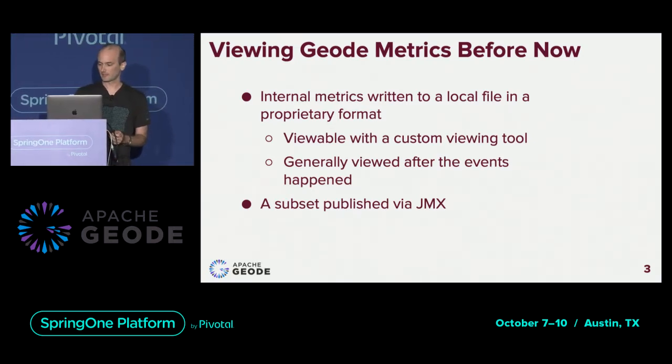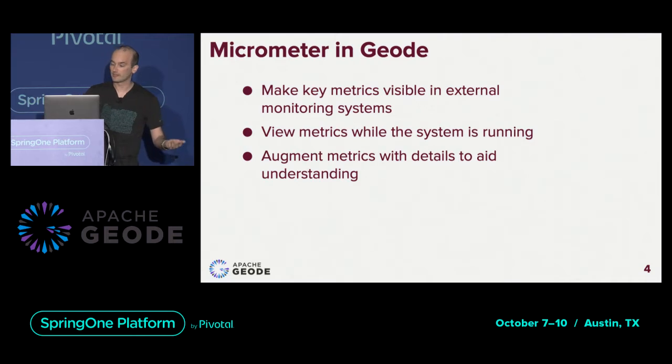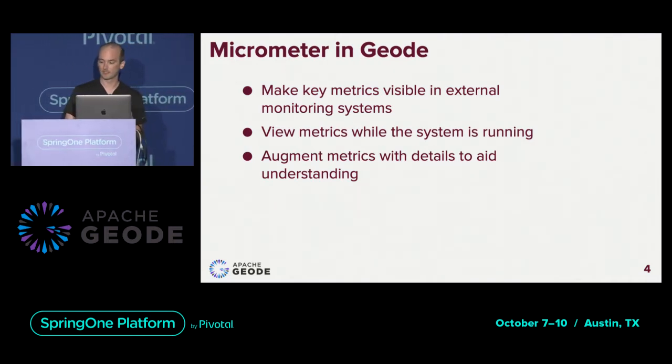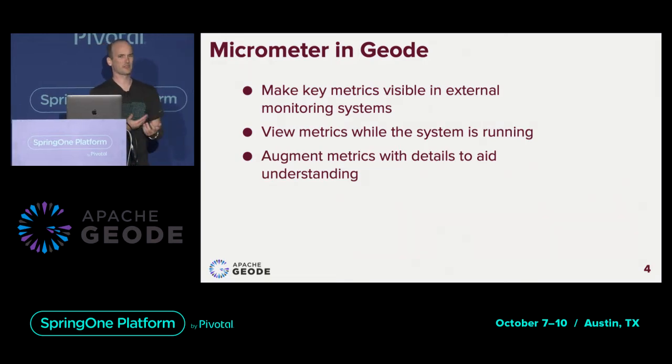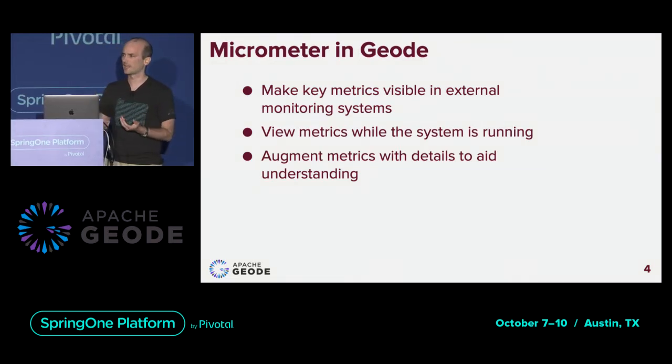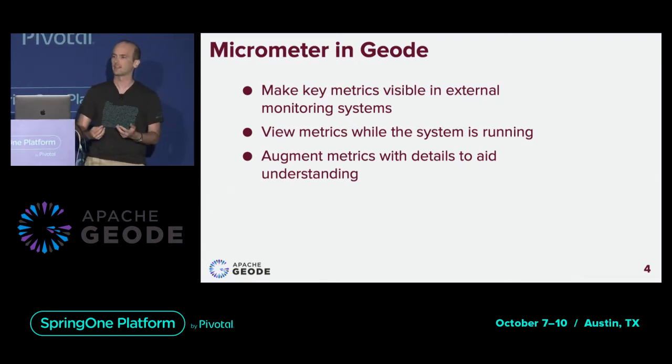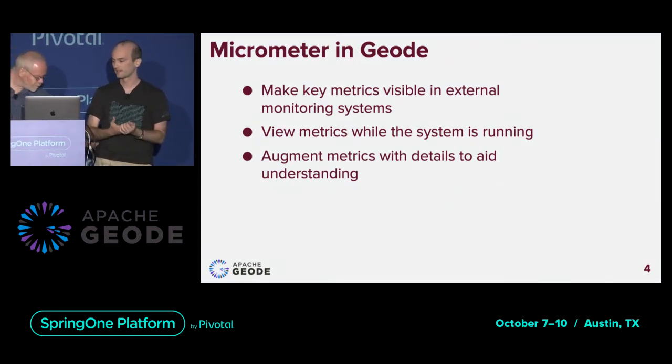So let's talk about Micrometer and Geode then. Micrometer is an open source metrics library. For those of you familiar with Java development, think of it like SLF4J, but for metrics. SLF4J is an abstraction for logging. It allows you to connect to these many logging things.